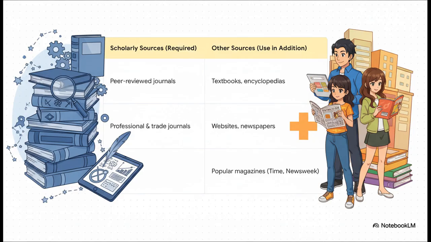On the left, we've got scholarly sources. We're talking peer-reviewed journal articles, professional journals. These are required. Then on the right, you have other credible sources like websites and textbooks. And while you can, and you probably should, use these, they do not count toward your mandatory scholarly source requirement. And that's a key distinction.